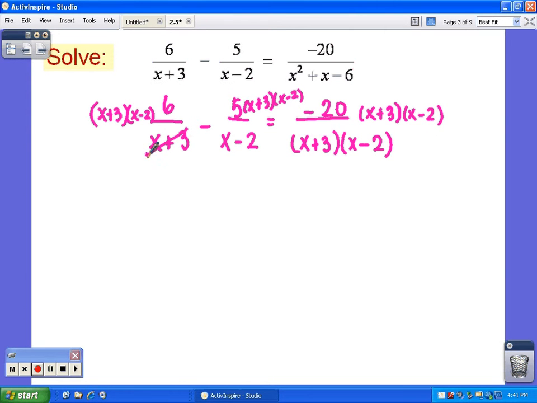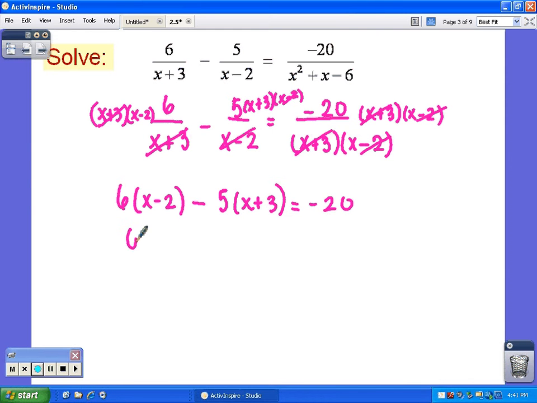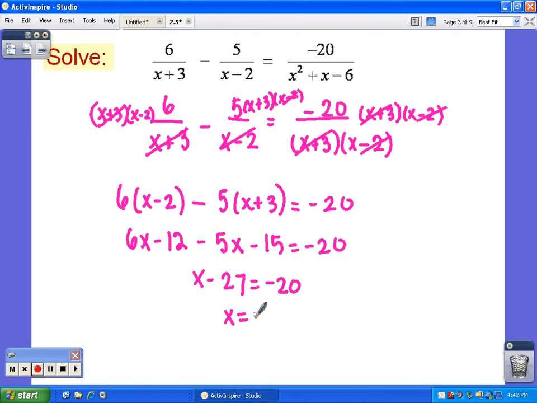So for the first fraction, the x plus 3's cancel to leave us 6 times x minus 2. Second fraction, the x minus 2's cancel to leave us 5 times x plus 3. And then on the other side, everything cancels to leave us the negative 20. Using our distributive property, we'd get 6x minus 12 minus 5x minus 15 is equal to negative 20. Combining like terms, we've got x minus 27 is equal to negative 20. Moving that negative 27 to the other side, it becomes positive 27, and we get our possible answer of 7.